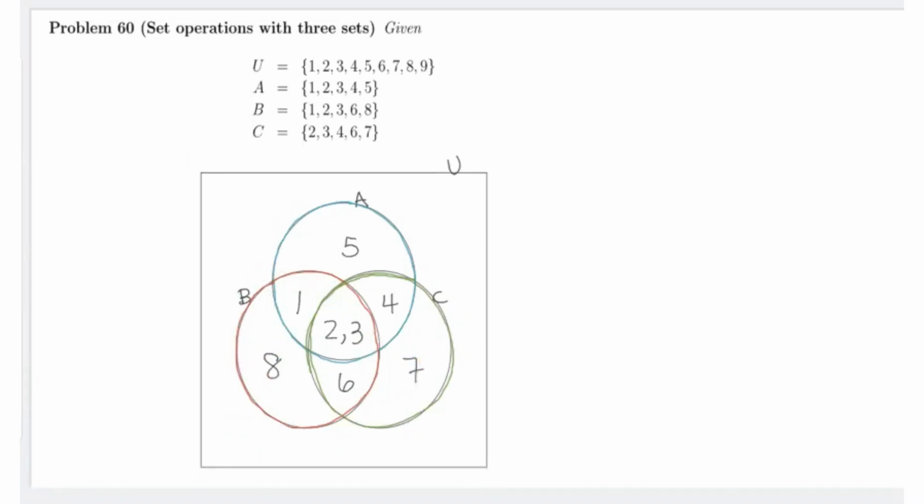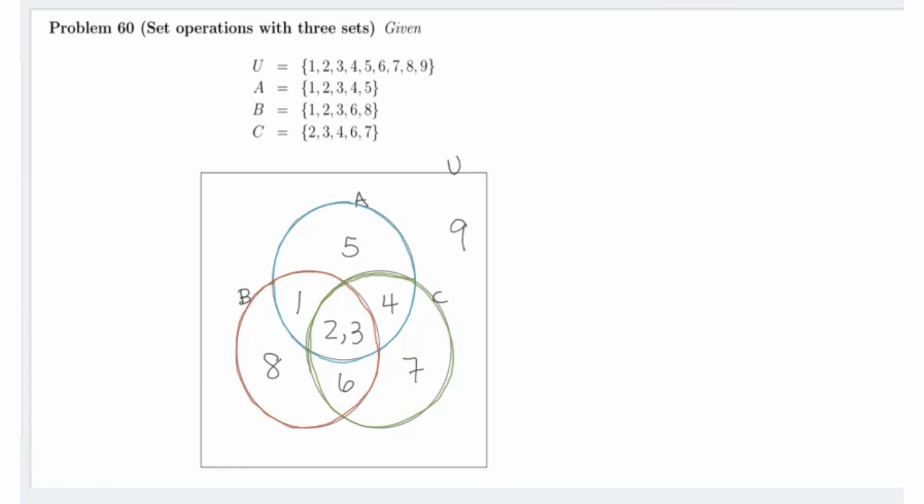Okay, we're not done yet. Remember, this is a universal set. Any number missing from the universal set, we have to write it out. 1, 2, 3, 4, 5, 6, 7, 8, 9 is missing. Question?